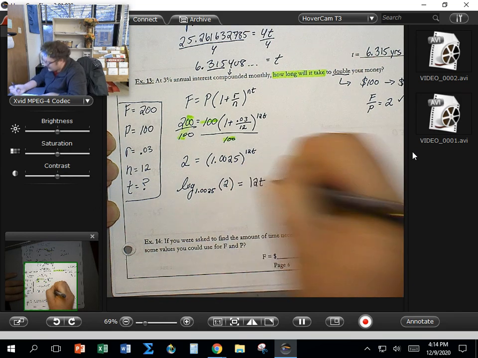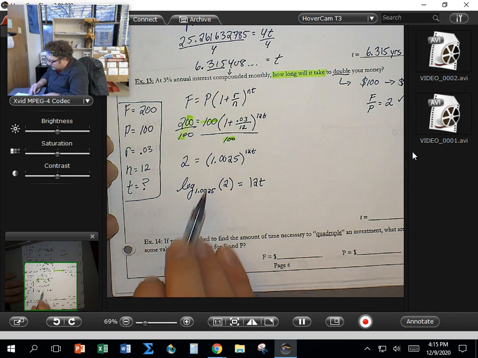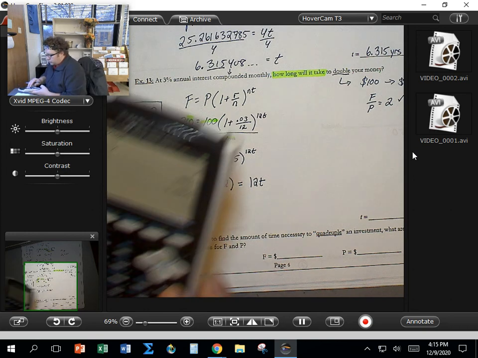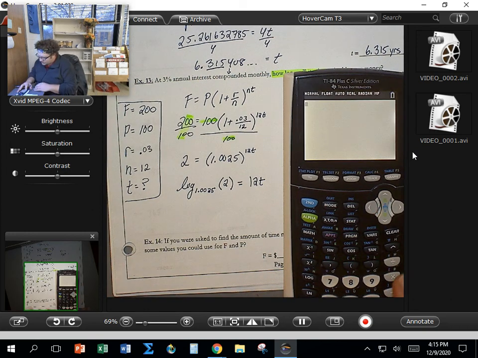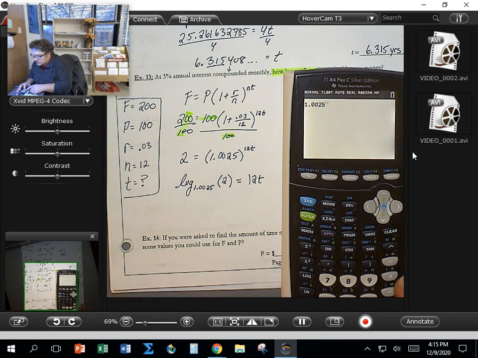So what this is essentially asking is, what power is needed to bring 1.0025? What do I need to raise that to get to 2? You could always do a little guess and check game on your calculator here to start testing it out. So, okay, let me raise that to the 20th power.